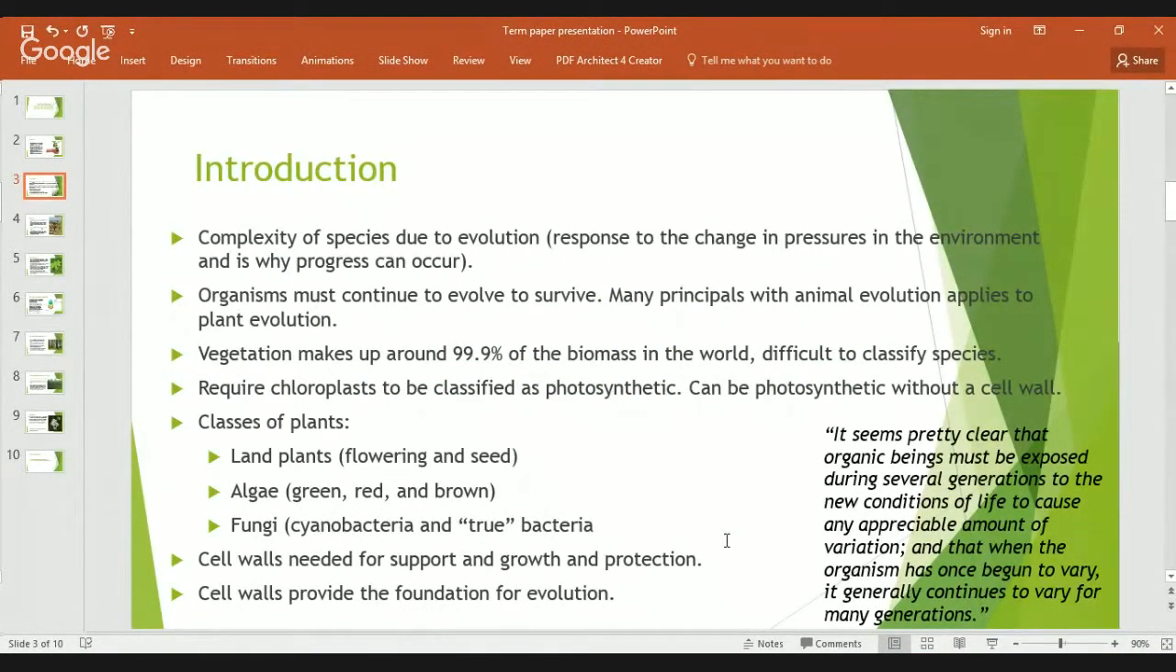Anything that is photosynthetic requires chloroplasts, but you can also be photosynthetic without a cell wall, such as some fungi and some algae. But most land plants have this cell wall, such as flowering plants, angiosperms, and seed plants, gymnosperms. And there are different kinds of algae and fungi. Cell walls are needed for support, growth, and protection, specifically protection against bacteria and all kinds of disease.